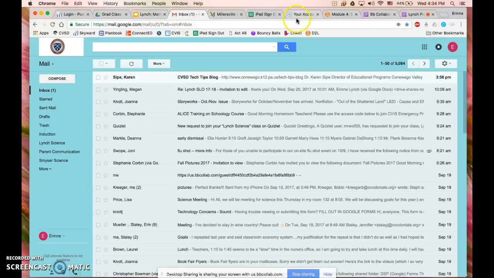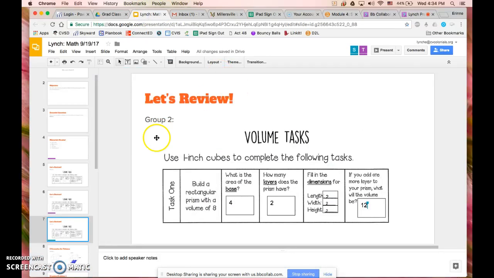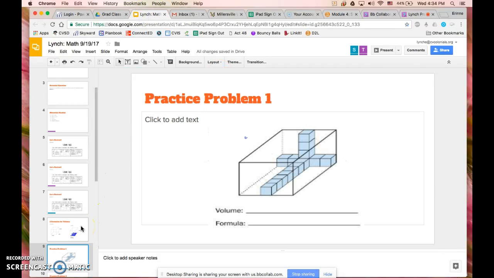And what I want to talk about, and we're going to do this together, is moving on to the next slide. We are at practice problem number 1. I want you to, if you can, in the chat box, type how many cubes did you count for the length? How many cubes did you count for the width? Sorry, the width is here. And how many cubes did you count for the height? You could type L equals however many cubes, W equals how many cubes, and H equals how many cubes.